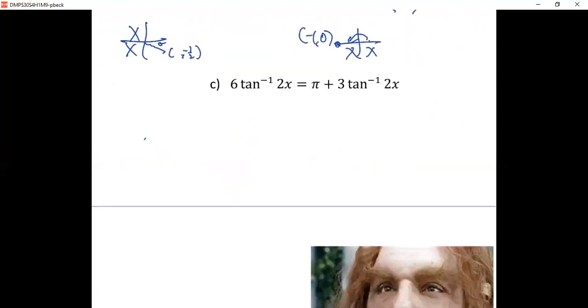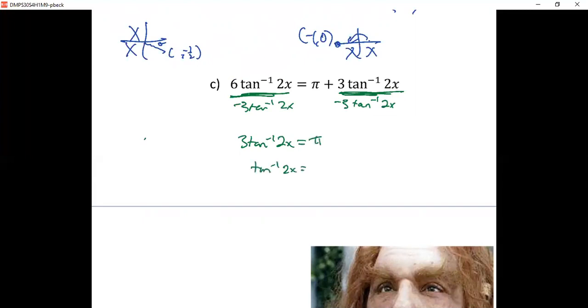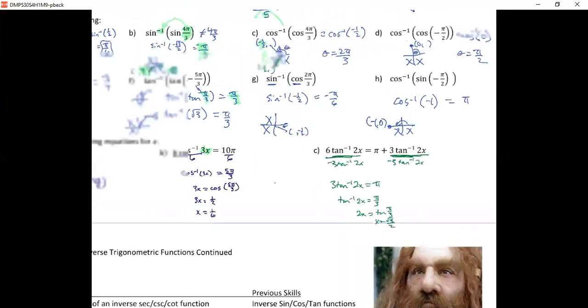Anyway, going on to this problem. One of the things I notice is these two terms are exactly the same. So I'm going to subtract 3 times the inverse tangent of 2x. So I will have 3 inverse tangent of 2x equals pi. So the inverse tangent of 2x will equal pi over 3. So 2x is the tangent of pi over 3. Tangent of pi over 3 is the square root of 3. So x ends up being the square root of 3 over 2.